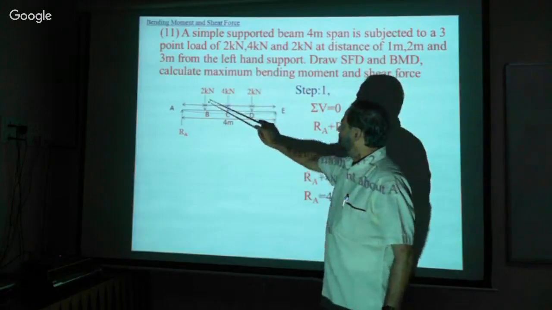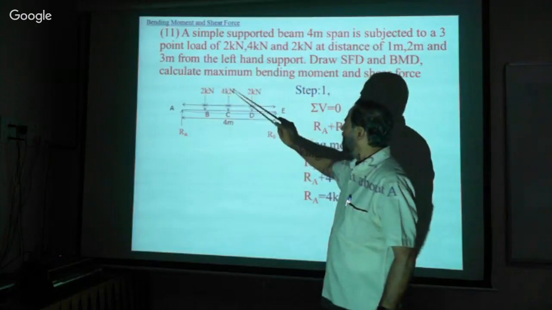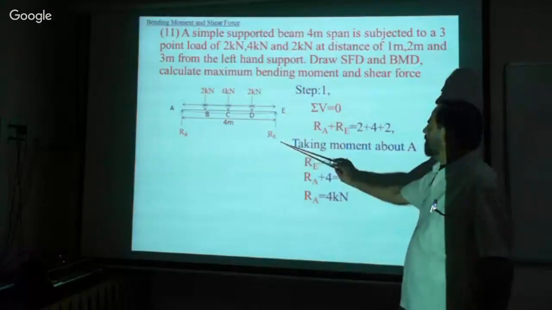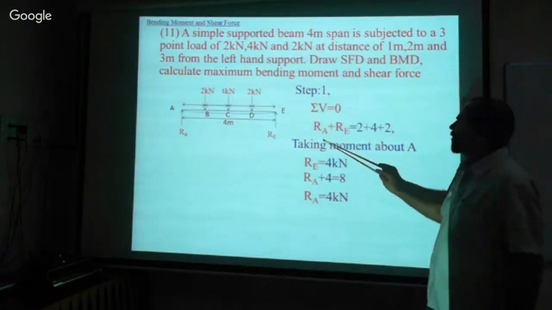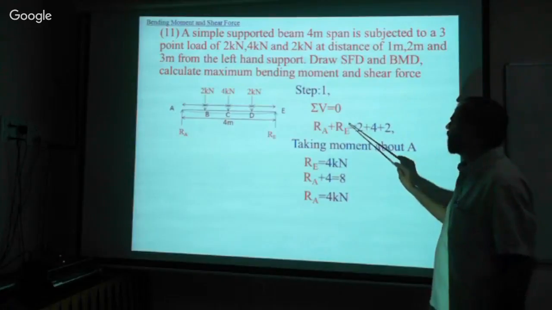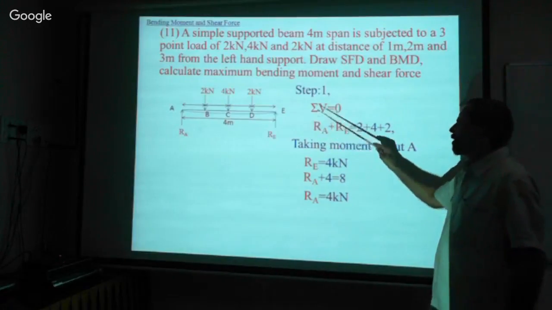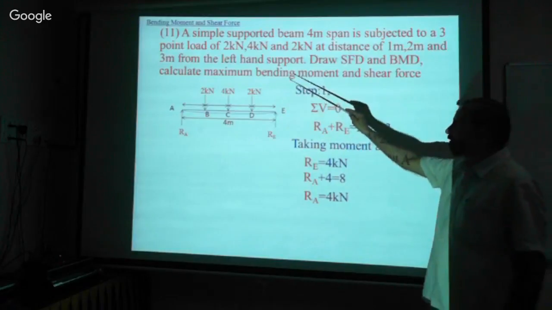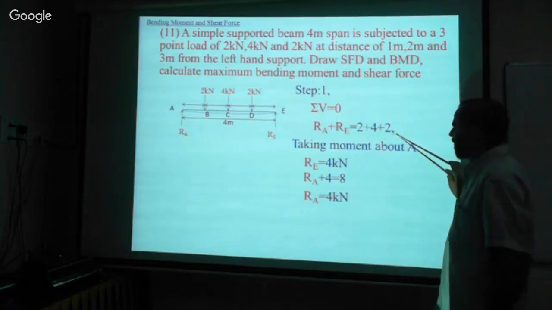The loads are 2 kilonewton, 4 kilonewton, and 2 kilonewton. Two reactions, RA and RE. Sigma V is equal to 0. Therefore, RA plus RE is equal to 2 plus 4 plus 2, 8 kilonewton is the total load, isn't it? Sum of the upward reaction is equal to sum of the downward forces. This is what we have written.